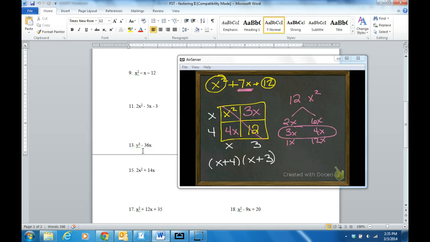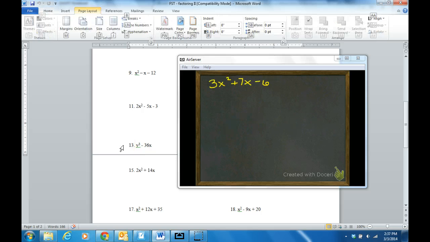What if you have 2 different variables? Go ahead and look and see which one this is on your paper. It's number 1. Okay. All right, so you need to make your box first on this.